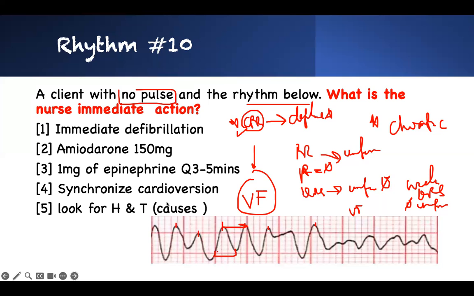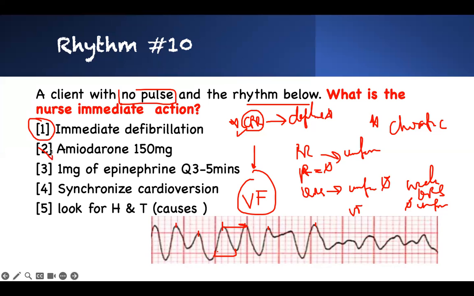So for this one, once again, if you have VFib, you don't want to shock them right away because then you destroy the heart. The heart that is not pumping will be destroyed. So you know you have to defibrillate them, but start CPR for 2 minutes, then go get an AED or the crash cart, and then later on shock them after 2 minutes. So yeah, immediate defibrillation is good. Amiodarone will be the next one after you give them epi 2 minutes later on.